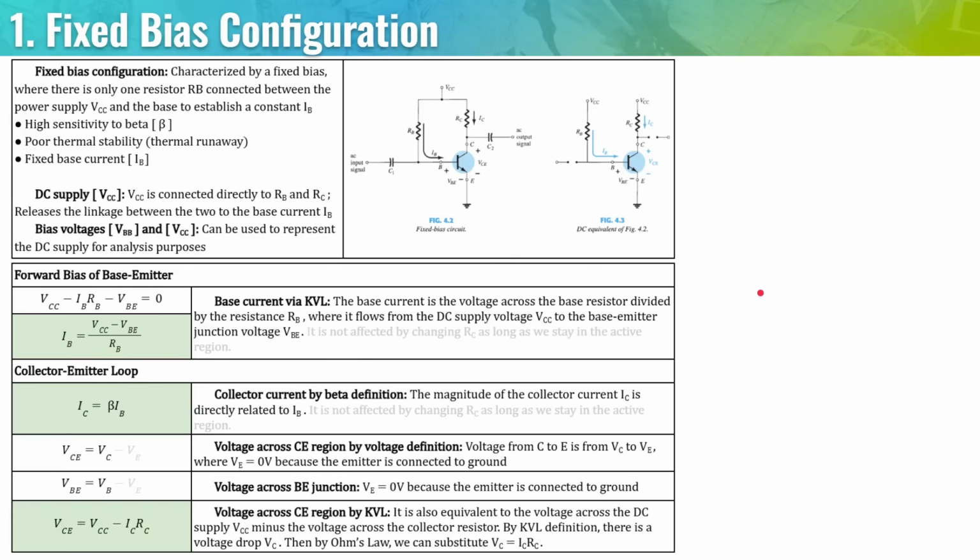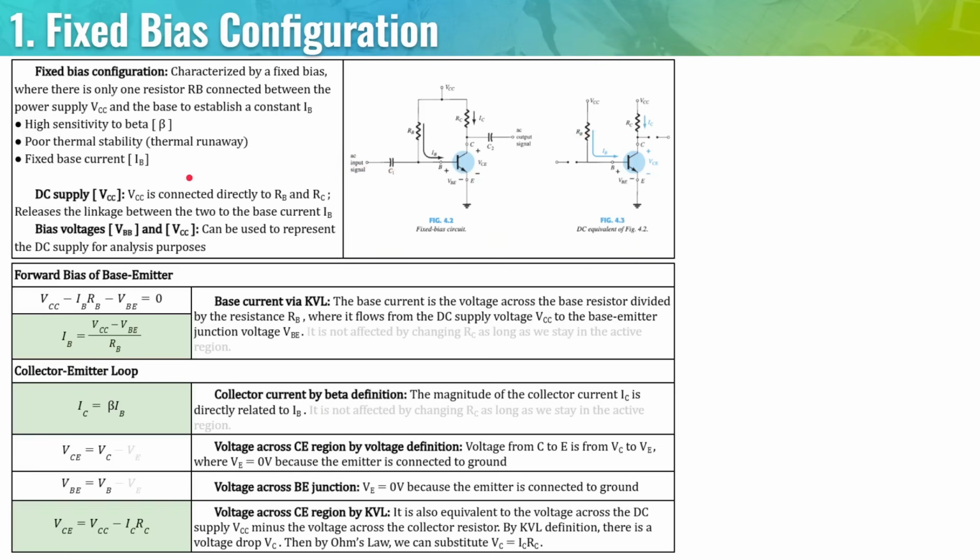So first, we have the fixed bias configuration. It's characterized by a fixed bias where there's only one resistor RB connected between the power supply VCC and the base to establish a constant IB. It has a high sensitivity to beta, a poor thermal stability or thermal runaway, and has a fixed base current IB. So that's why this is the one that's most commonly modified.